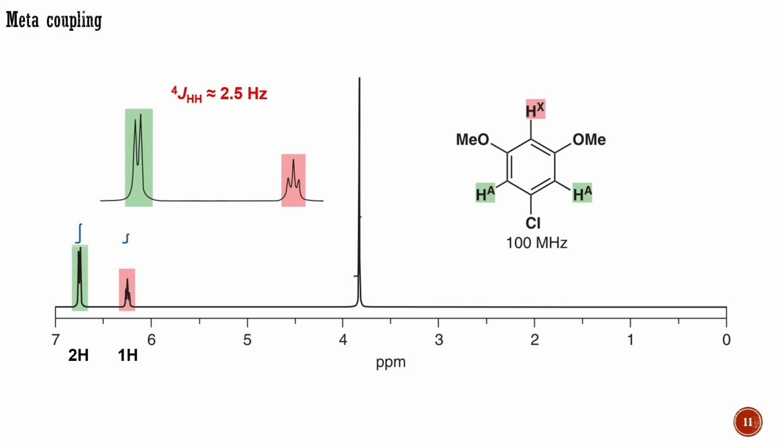There are 2 identical protons indicated as HA, which have one meta-neighbor and appear as a doublet for 2 hydrogens. The proton between the 2 methoxy groups has 2 identical meta-neighbors and so appears as a triplet for 1 hydrogen. The coupling is small and does not exceed 2.5 Hz.